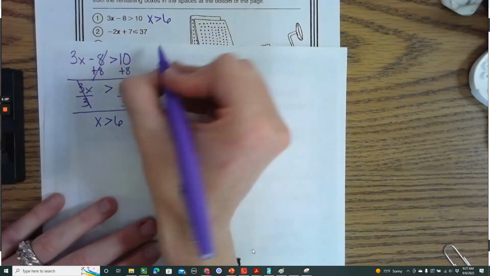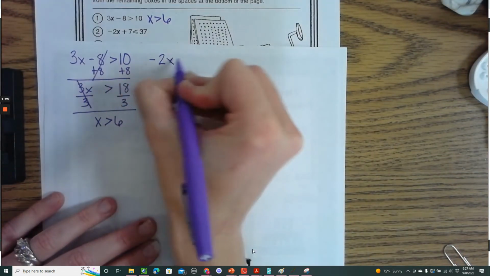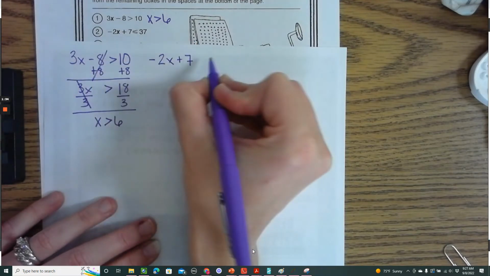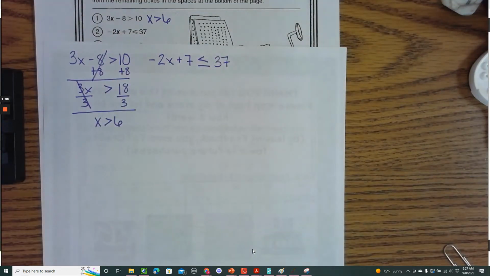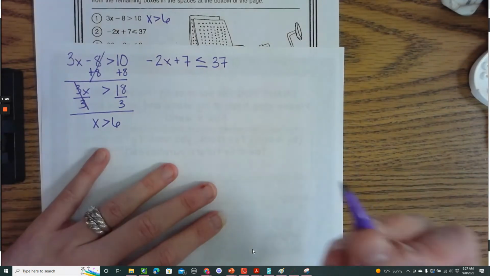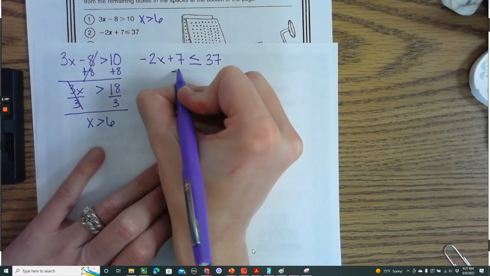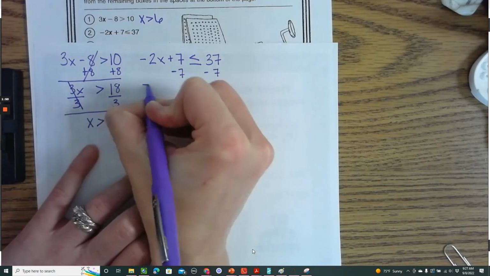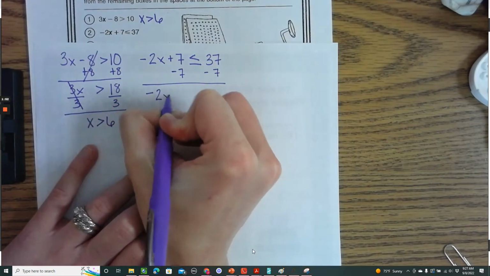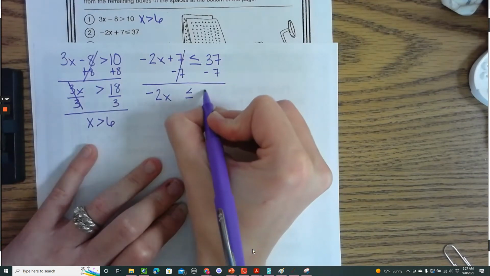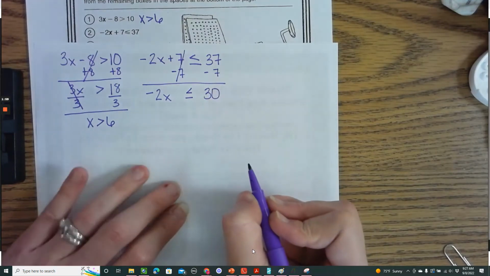All right, number 2, negative 2x plus 7. And I know the signs kind of look wonky. That's less than or equal to 37. All right, what's the first thing that I need to do? Minus 7. All right, negative 2x. This cancels. 37 minus 7 is 30. Okay, then what?